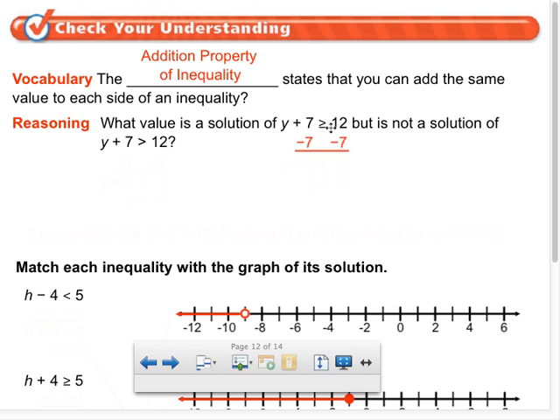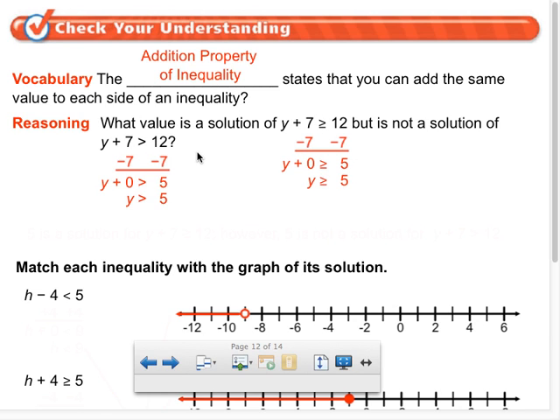And this looks almost identical to this inequality, except the inequality sign is different. So we're going to minus 7 here too. And so what's 12 minus 7? 5. And then 7 minus 7 is going to be 0. So here's what we got over here. Over here, same thing, just a different inequality. And then we simplify that. That's what we got. So what value is a solution for this inequality, but not a solution for this inequality?